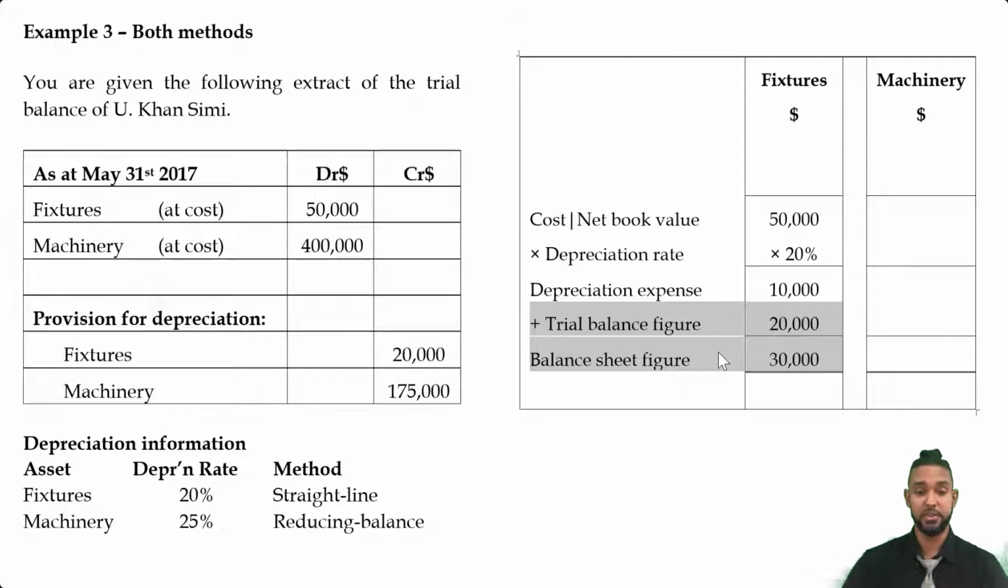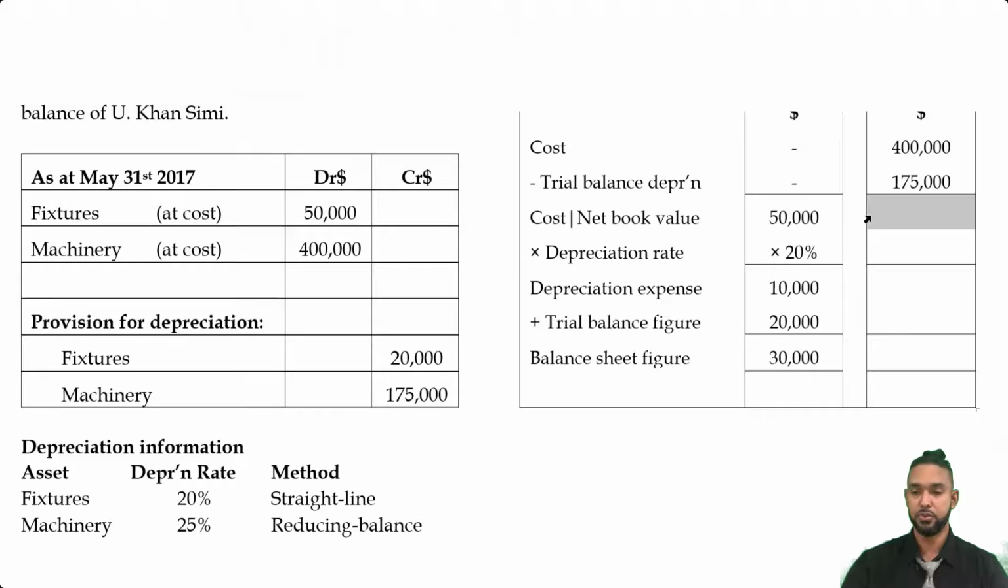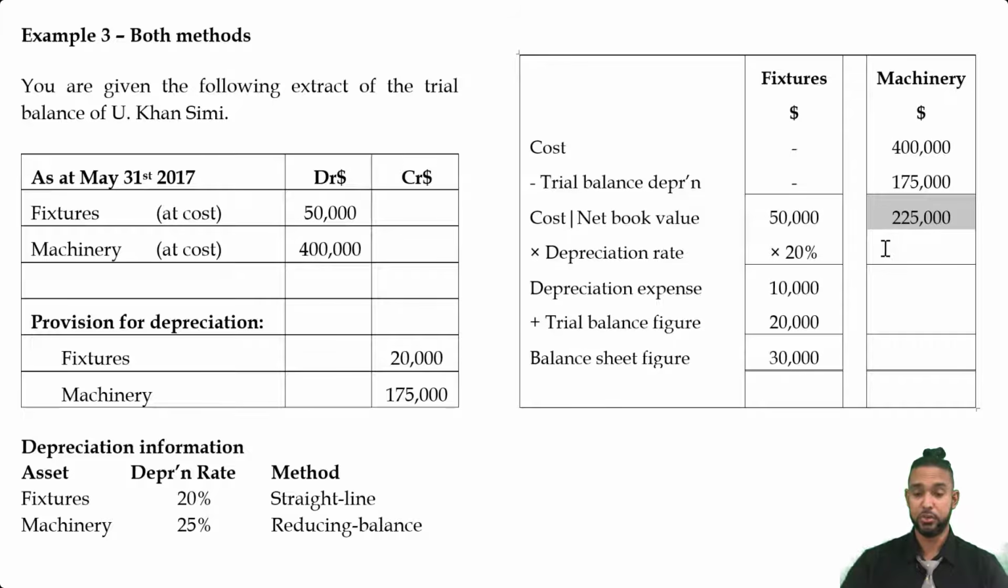Okay, now for the machinery depreciation. So again, machinery is being depreciated at a rate of 25% using the reducing balance method. How do we calculate depreciation on the reducing balance method? We multiply the rate by the net book value of the asset. What is net book value? The cost of the asset minus the depreciation already charged. So that's going to give us 225. And what do we do with that 225? Well, we have to multiply that by the 25%. That's the depreciation rate. That's going to give us 56,250.